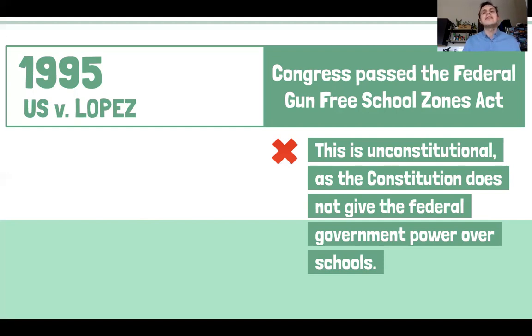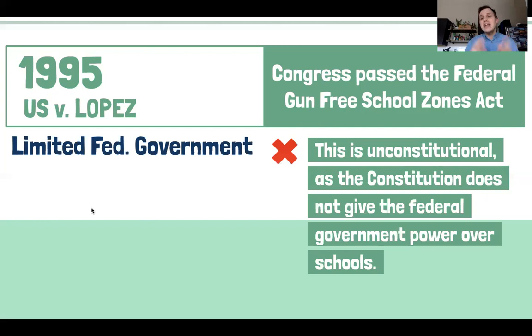Now, the US government had tried to justify this with the Commerce Clause, but the Supreme Court didn't buy that argument. They said there's really nothing about bringing a gun to school that has to do with interstate commerce. So what this did was it expanded powers of the states. It limited powers of the federal government. And that is the significance of this case, because that had not happened in a very long time.